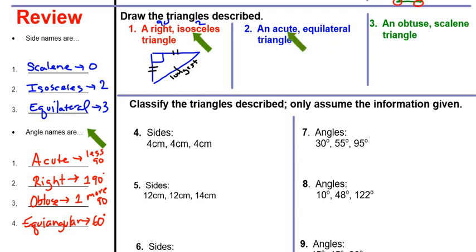Then the next one we have here is an acute equilateral triangle. Remember, an acute triangle is less than 90. Equilateral triangle is when all three sides are the same. So when we draw this triangle, we have to draw a picture that has all of the sides equal to each other. So we put the same kind of tick marks on all of the sides. And then that automatically will make it acute.